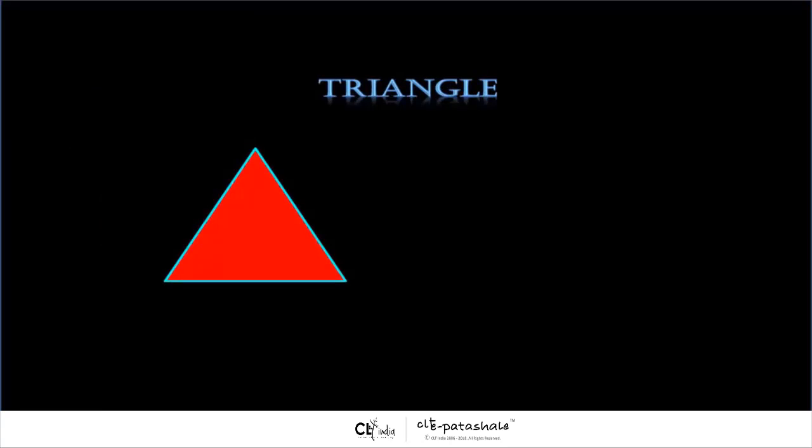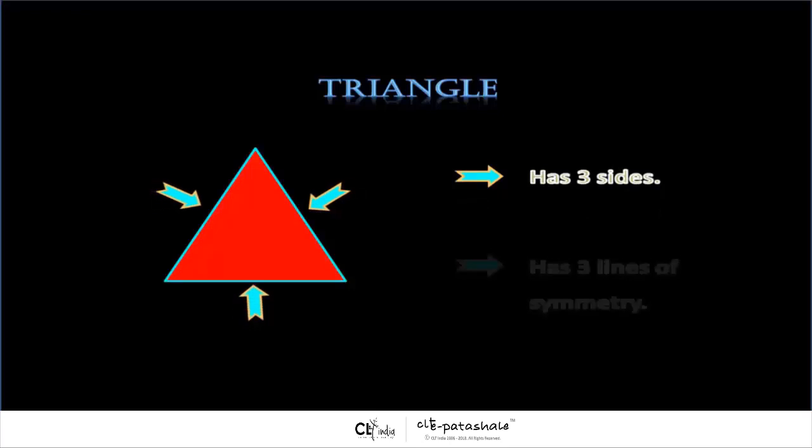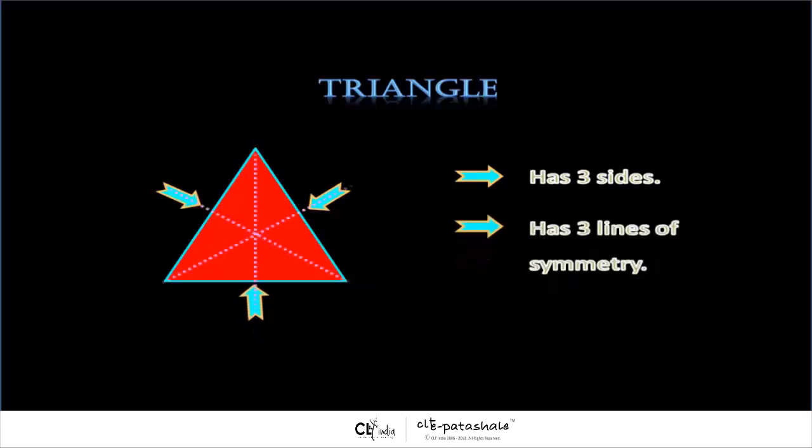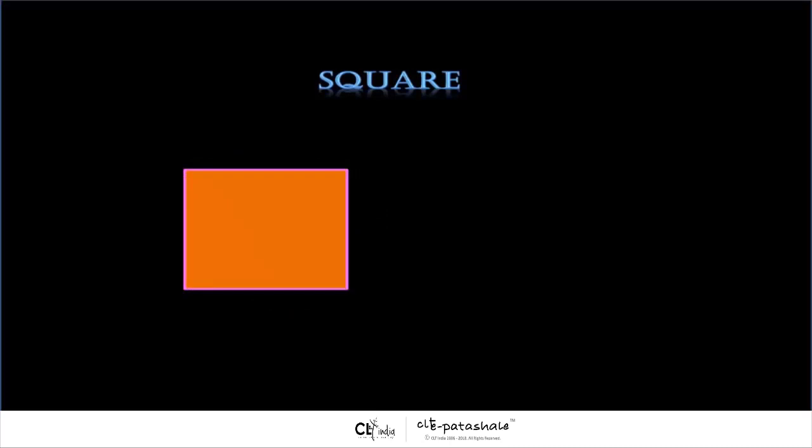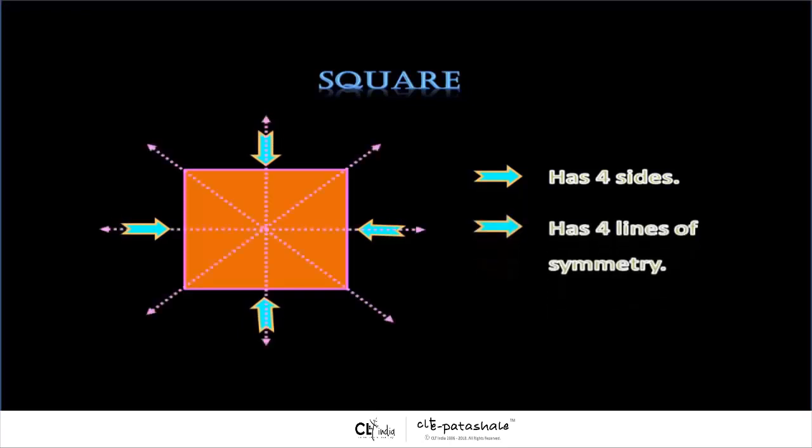So first we have a triangle. We all know how many sides a triangle has. It has three sides. Now let us see how many lines of symmetry it has. Look at the diagram very carefully and you can see it has three lines of symmetry. Now let us look at another polygon, that's a square. We know the number of sides, that's 4. So how many lines of symmetry does a square have? It has 4 lines of symmetry as you can see.